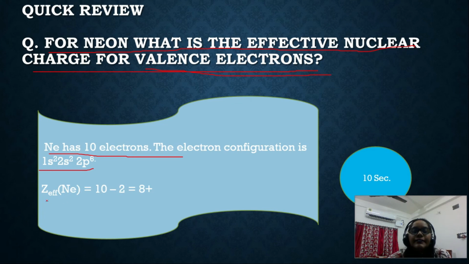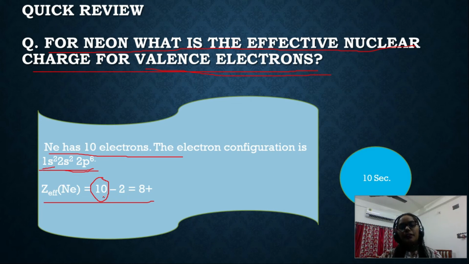Now the Z effective, you already know, is Z minus S. Z is the number of protons, so here the total number of protons is 10 for neon, right? Now for the valence electron, what will be the S? S means how many electrons, other than the valence electrons, can make the shielding effect. So here it is the 2 electrons in 1s. These 2 electrons can shield these 8 electrons, right?